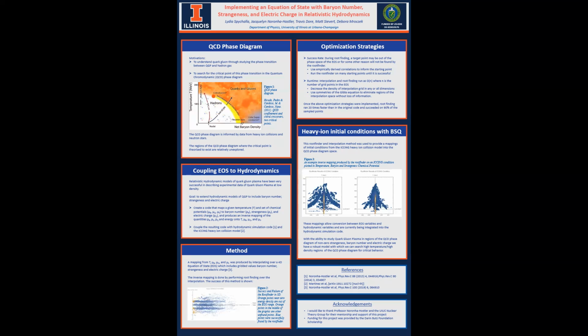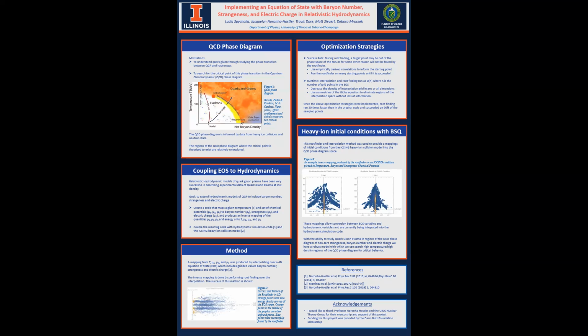So we have experimental data that explains how quark-gluon plasma matter exists in high temperature and low density regions of the diagram. And we have observational data from neutron stars that explains how the matter exists in high density and low temperature regions of the diagram.